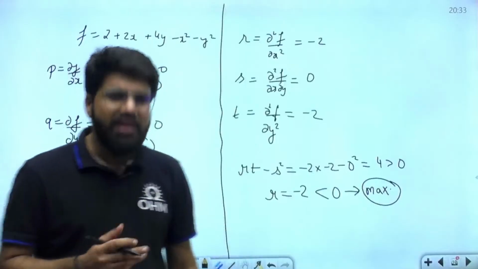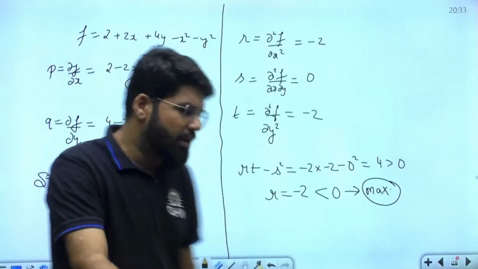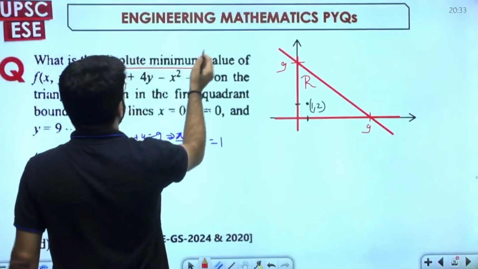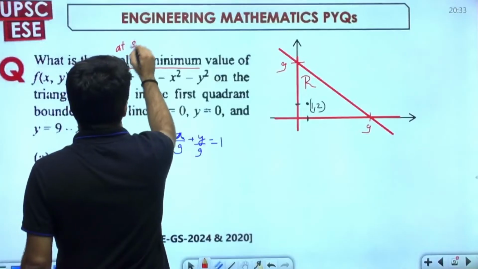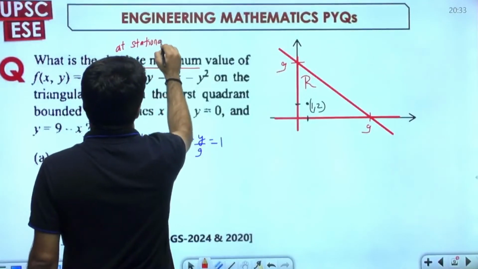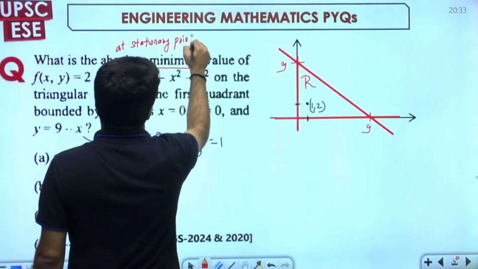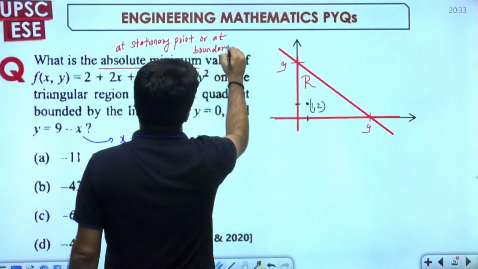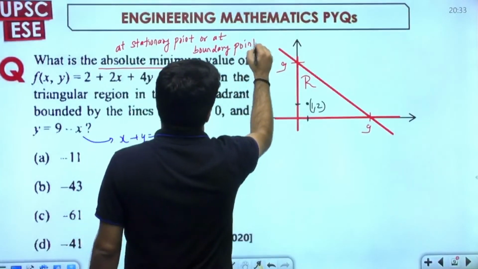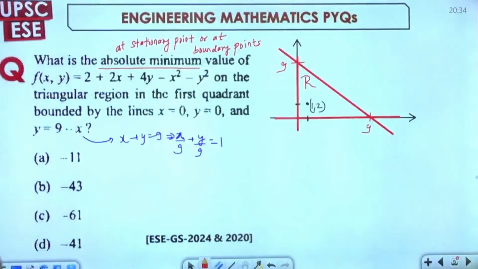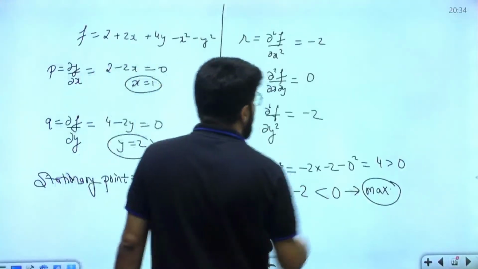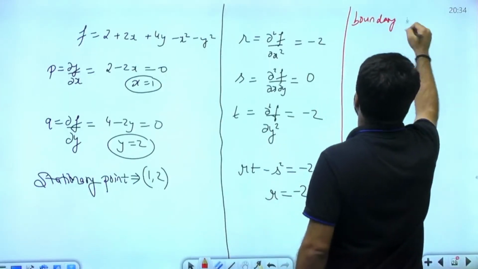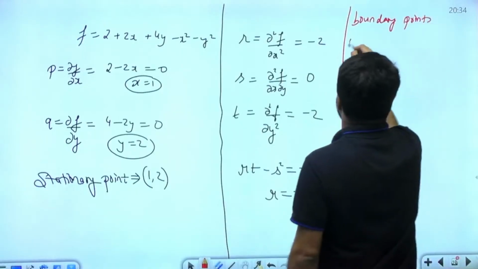So where can the minima be? The absolute minima, also known as the global minima, can be either at the stationary point or at the end points, the boundary points. Now this stationary point is giving you maxima, so I will go and check the boundary points' values. So what is the first boundary point?